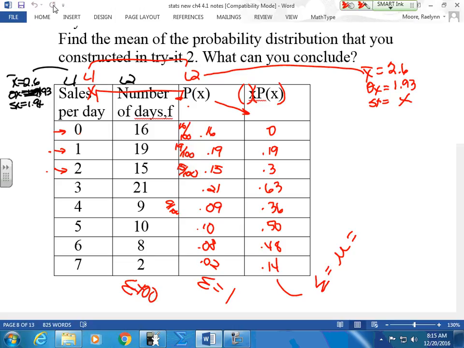Where'd we at? Anybody add them up? 2.6? Okay, so we have a couple of different ways to do this. If you like the chart way, you can always do the chart way. However, to find the standard deviation, you're going to have to put it in your calculator anyway.